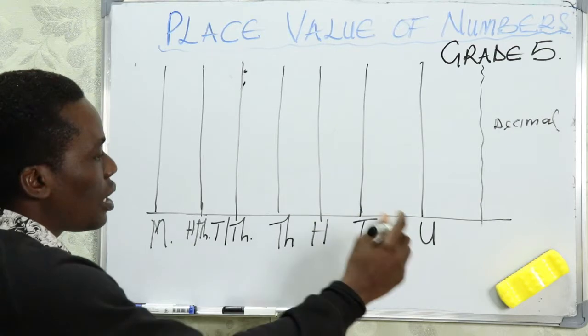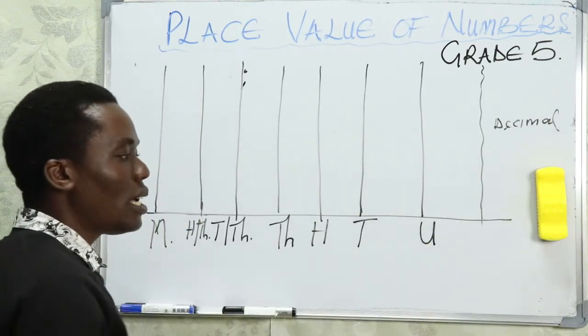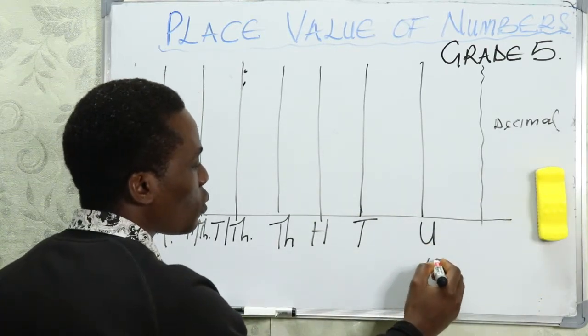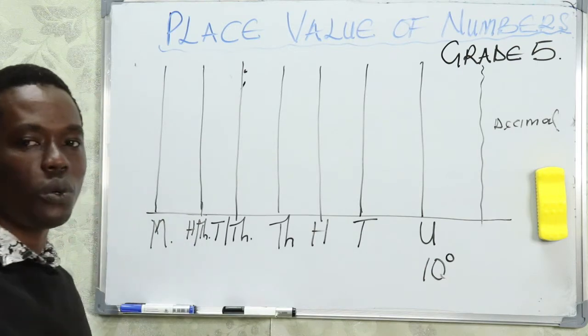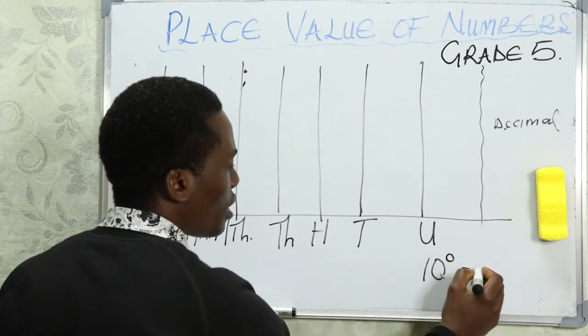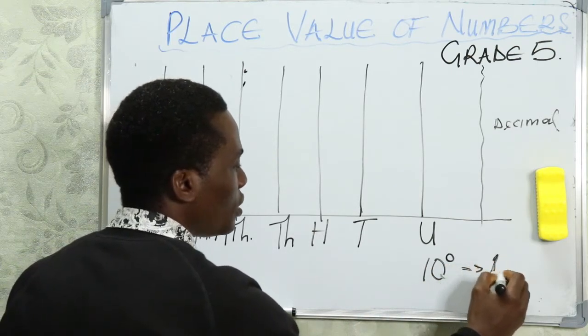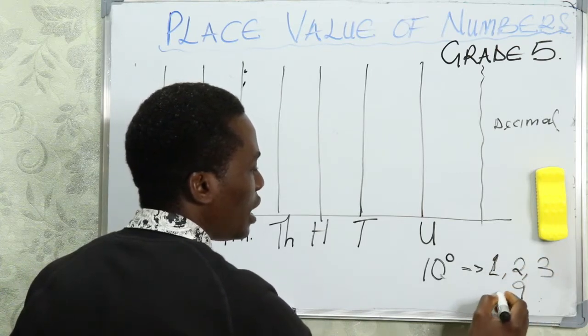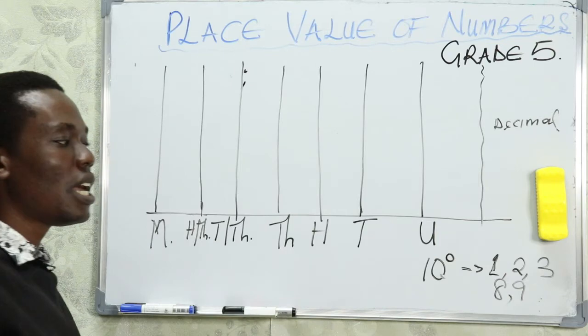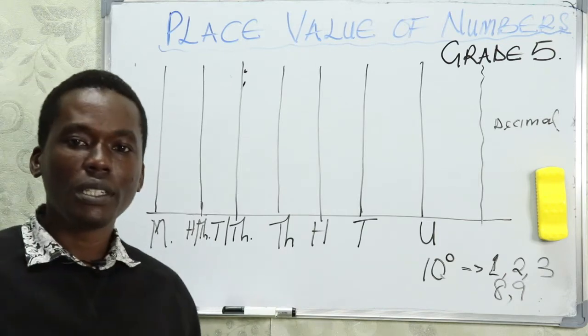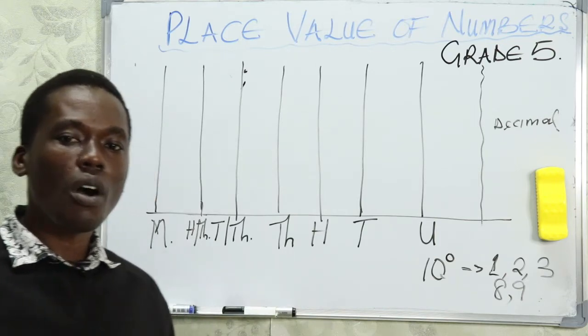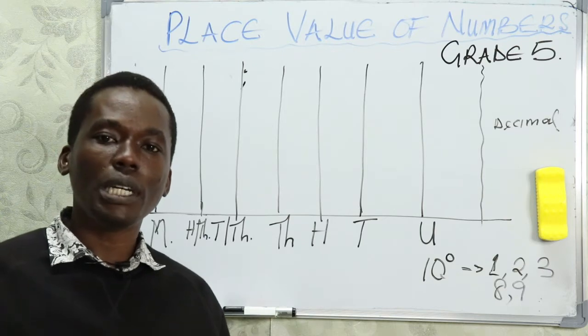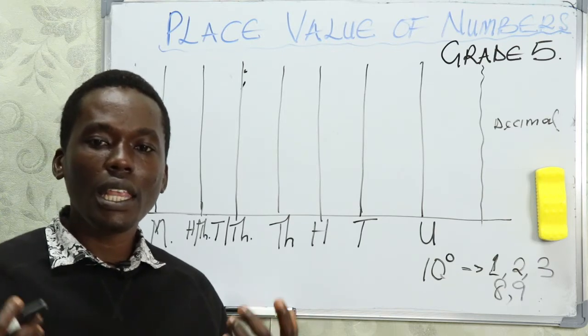These numbers here are unit numbers, numbers with no zeros at all. Examples of such numbers are 1, 2, 3, 9, 8. All these are unit numbers. Now the abacus also helps you know the number of zeros that are in a given number.